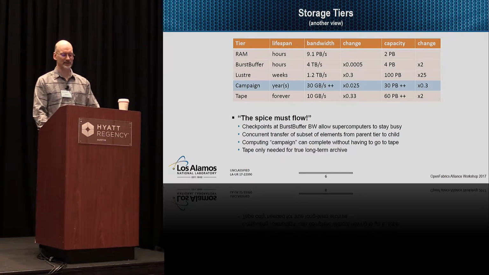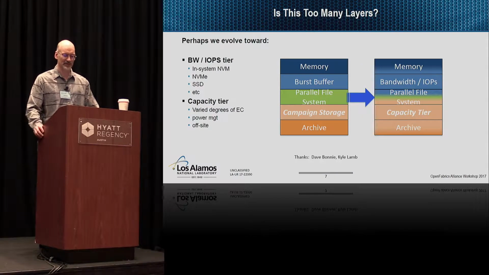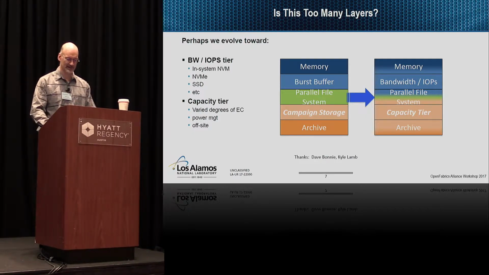And then tape is just tape anymore. So people don't use tape to store stuff that they don't have room for on the parallel file system. It's really stuff that you need to keep forever. Some people think maybe the layers coalesce again over time and we end up with a bandwidth tier and a capacity tier, with campaign and burst buffer spreading into their surrounding layers maybe.